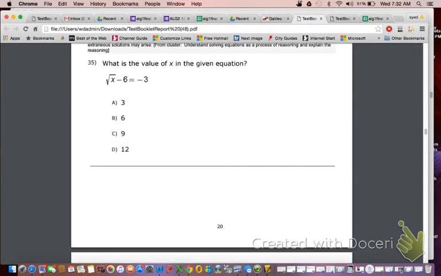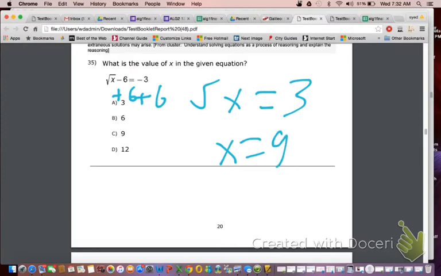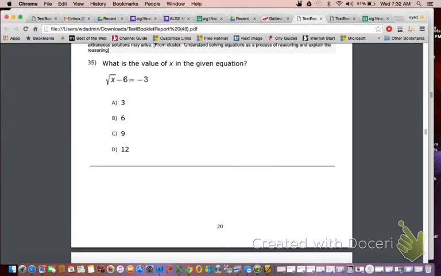35. Add 6 to both sides. So you get root X equals, so I'm basically doing this. I actually am doing that. And then you get 3. Square both sides. You get 9. Okay.